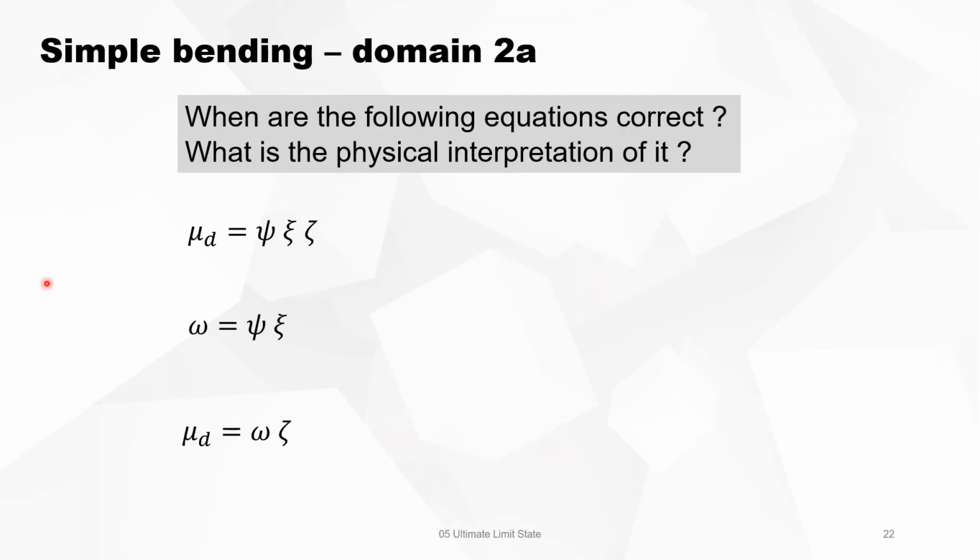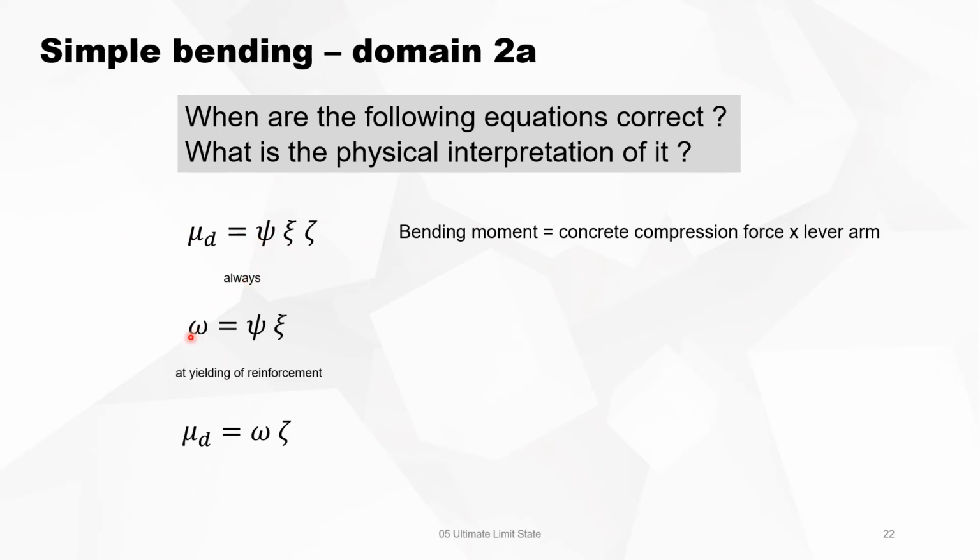Now, when are the following three equations correct? And what is in fact the physical interpretation of it? Because they are all dimensionless. They are always independent of a unit, of a dimension. The first one is always valid because it's nothing else than the bending moment equals the concrete compression times the lever arm. The filling coefficient times the depth of the neutral axis. So this is the physical interpretation. It's just the bending moment equals concrete compression force times lever arm.